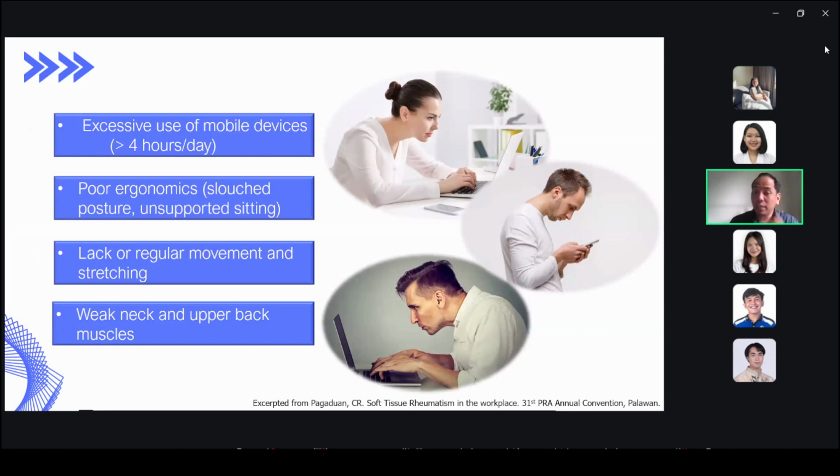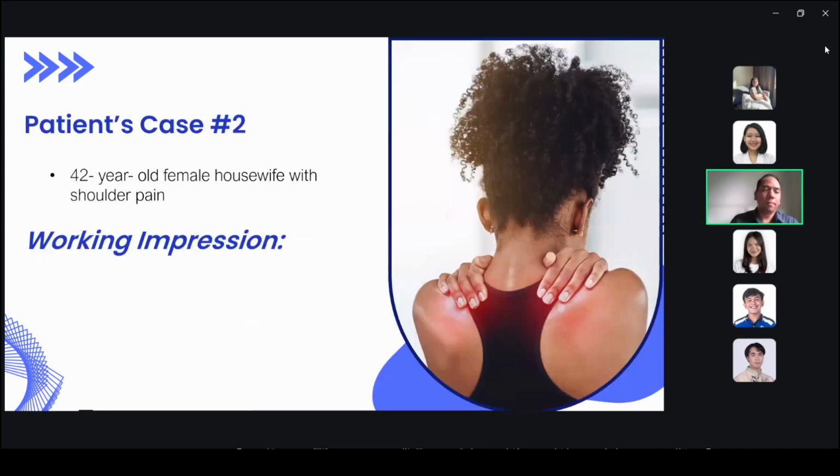Excessive use of mobile device, pag more than 4 hours per day with poor ergonomics, magsilang duko, slouch position, couch potato, lack of regular movement and stretching, that would lead to weak neck and upper back muscles.